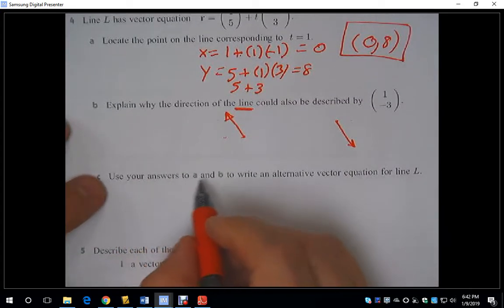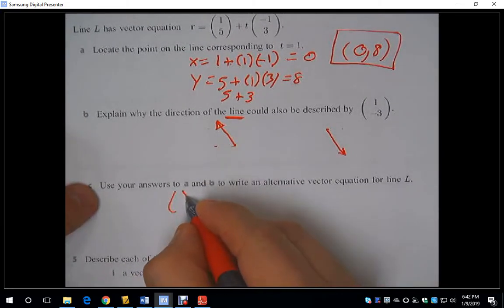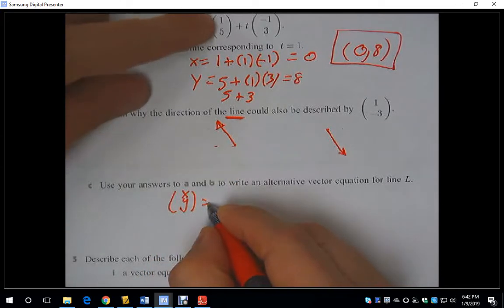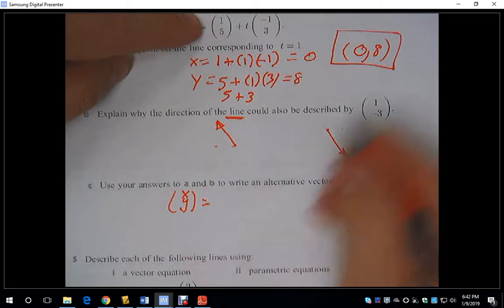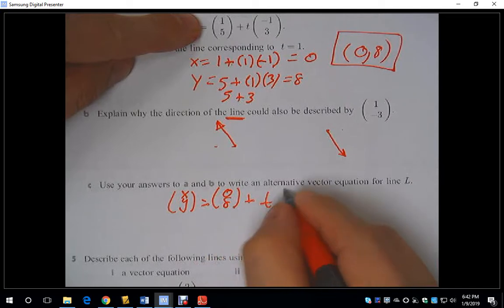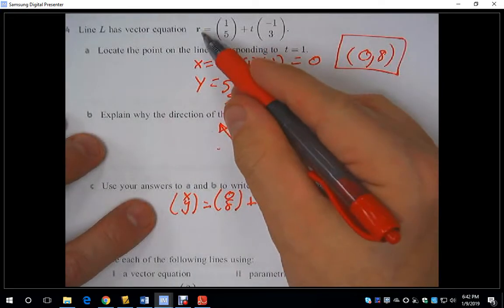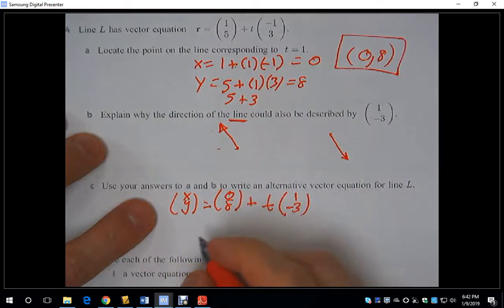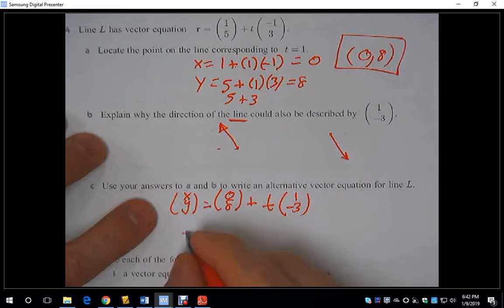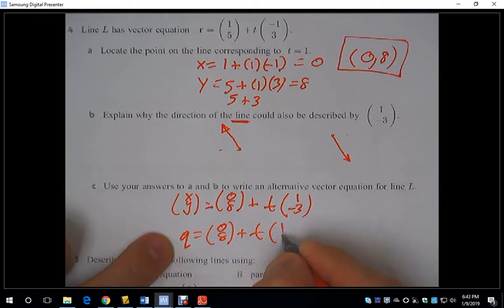So it says, use your answer on A and B to write an alternative vector equation for L. Well, an alternative vector equation for L would be (x, y) equals, we know this point here, so how about (0, 8), and then plus t times (1, -3). And if you're so inclined, we could name it something else. Here's r, we could do q, or m, or n. We could say that q, our vector equation, is (0, 8) plus t times the direction vector of (1, -3).